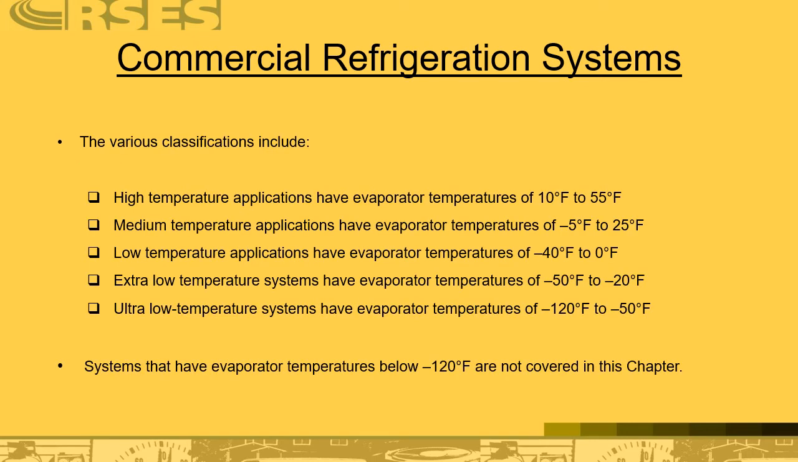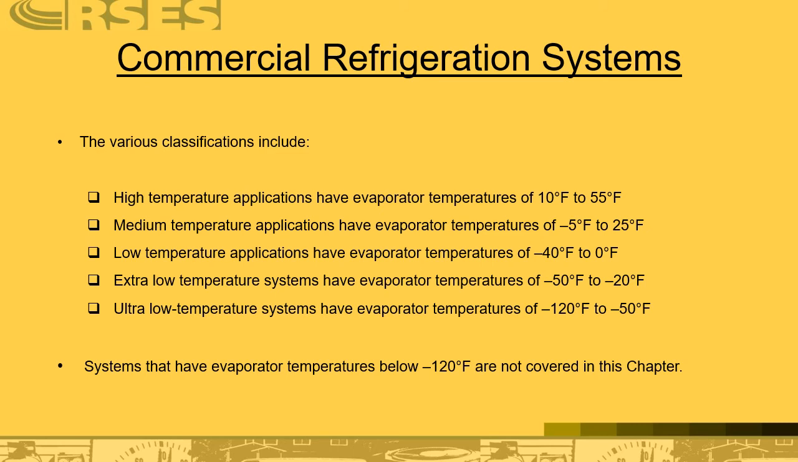Various classifications include high temperature applications, with evaporator temperature between 10 and 55 degrees, air conditioning as an example. Medium temperature applications have an evaporator of minus 5 degrees to 25 degrees Fahrenheit. Low temperature applications have evaporator temperatures of minus 40 degrees to 0 degrees Fahrenheit.